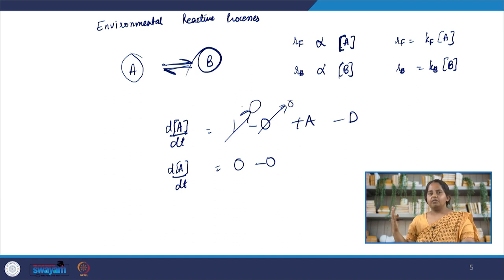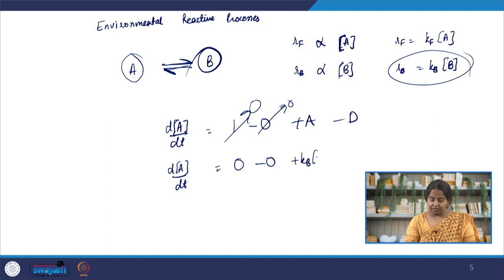Accumulation is the rate at which A is increasing. Since we are looking at A, not B, the rate at which A is increasing is because of the backward reaction, which is plus Kb[B]. The decay, the rate at which A is decreasing, is the forward reaction, minus Kf[A]. So this is your rate equation for A.